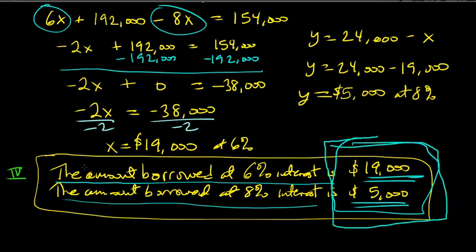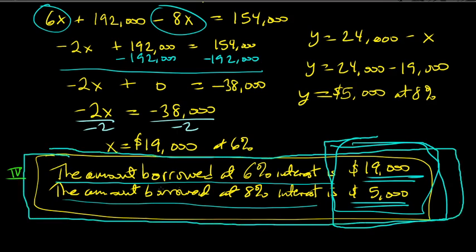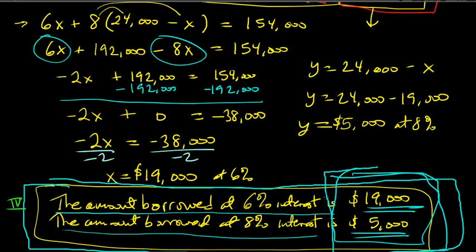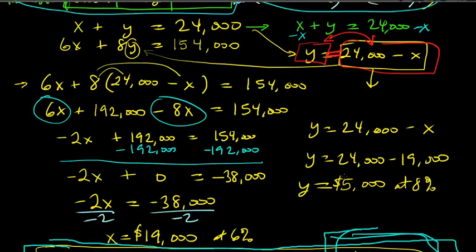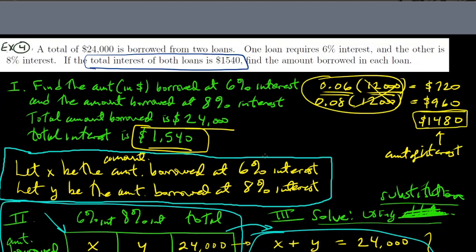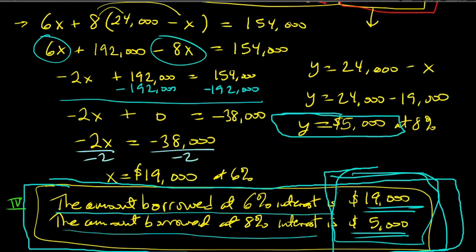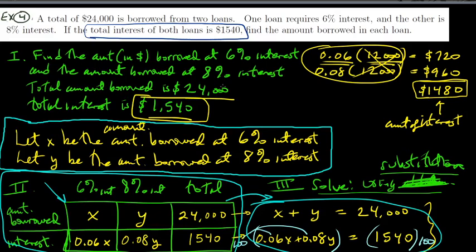Now, if I don't give you all this, you should write down very explicitly what the statement is. The amount borrowed at 6% interest is $19,000, and the amount borrowed at 8% interest is $5,000. Okay? So make sure you're very clear on what the answer is. Don't just leave it as y equals 5,000. You want to write it in a statement. After all, the question was in the form of statements, sentences, words. So you want to write the answer in the same way, just to be clear.